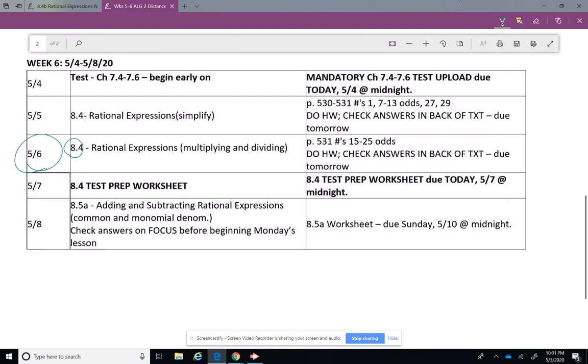All right, so today is May the 6th. We did 8-4, Part B, Rational Expressions, Multiplying and Dividing. You're going to do page 531, 15 through 25 odds. Check your answers in the back of the book. And then tomorrow, you're going to upload your test prep worksheet. Let me go ahead and look at them so you know which ones you need to do. Yeah, you need to do all of them, 1 through 5. Okay, so numbers 1 through 5.